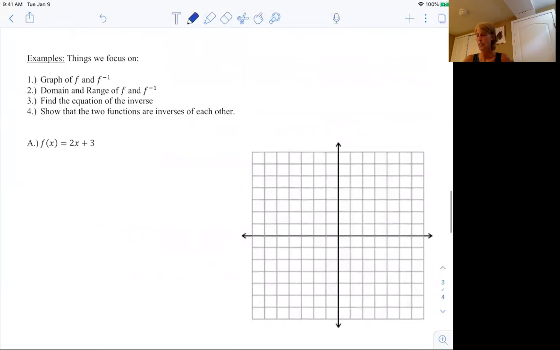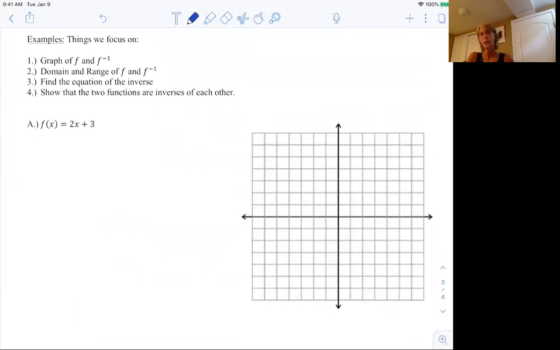Now, things that we focus on in this course, graphing. You may not see the graphs come up on a test, but it's important to understand the graphing component of this. I want you to be able to identify the domain and range of both f and f inverse and understand the relationship between the two. We want to be able to find the equation of the inverse. If I had to stress something, that would be the most important part of this topic. And we want to show that two functions are inverses of each other. Again, that's more that you understand the relationship.